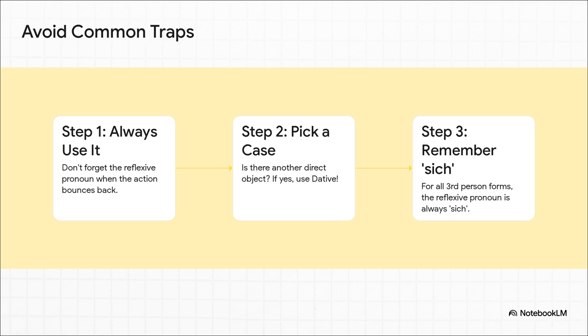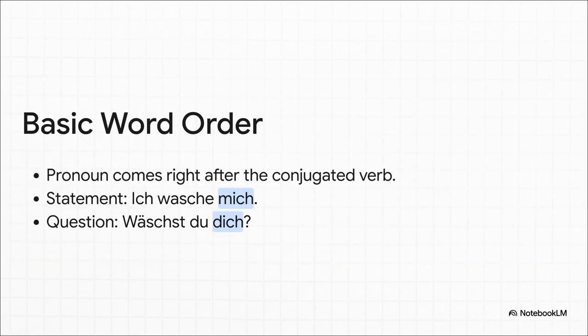Don't overthink it. So where does this little pronoun actually live in a sentence? Well, in a basic statement or a simple question, it likes to snuggle up right after the main verb. Super predictable. Ich wasche mich, wäschst du dich? For now, that's a fantastic rule to stick to.